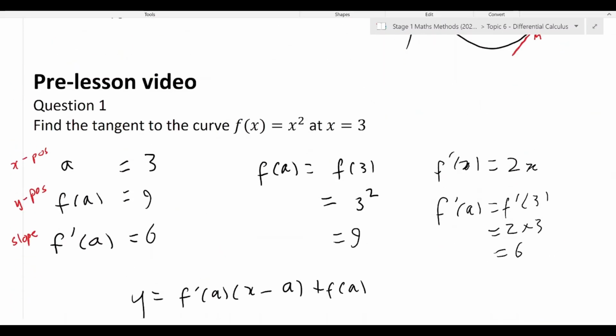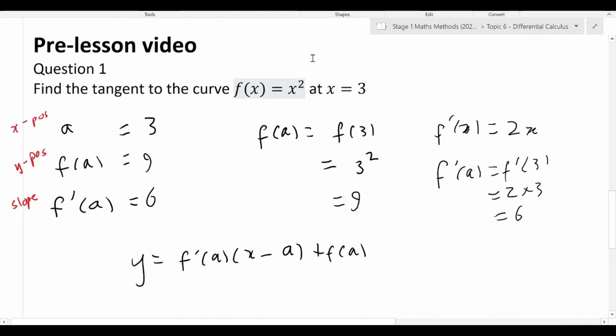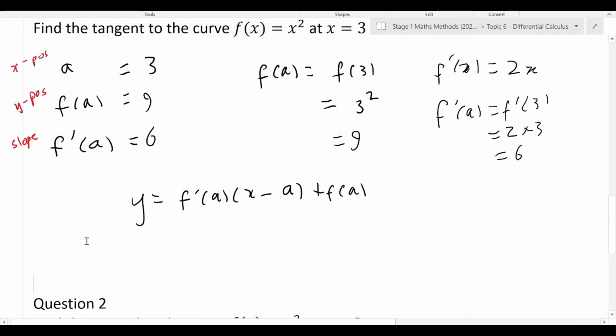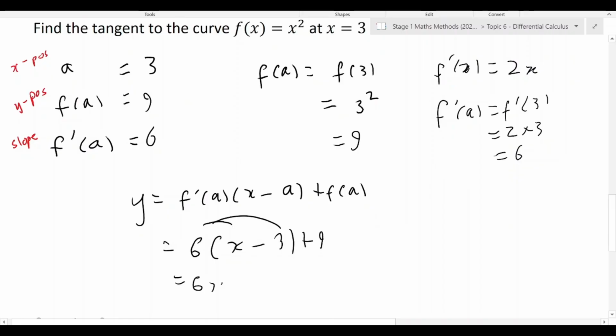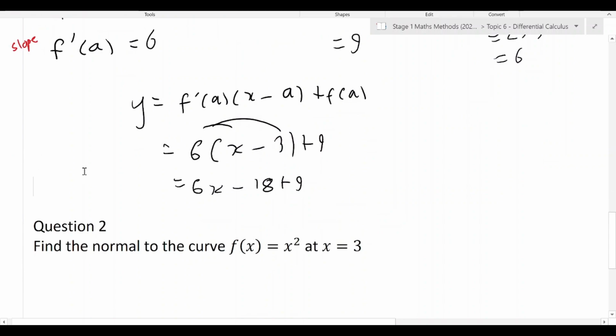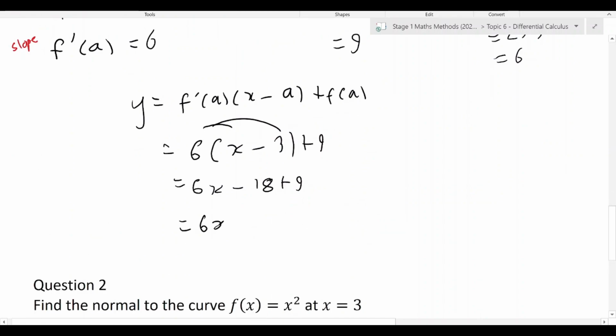Now, I'll really stress that you want your functions written like this. If I wrote it like y equals x squared, I want you to rewrite it to f of x equals x squared. Otherwise, it's going to get really confusing when you try and do this. All right, so essentially f dash of a is 6. So that's going to be 6 times (x take 3) plus 9. And we expand out. So you're going to get 6x take 18 plus 9, which is going to give you 6x take 9. So that's the equation of the tangent.